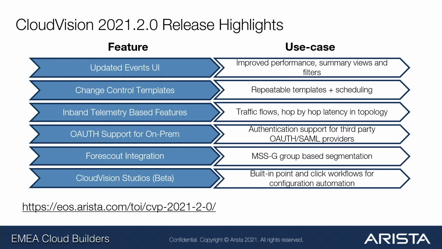As with all releases, we publish what we call TOI, Transfer of Information documents, on the Arista website. So it's eos.arista.com. There's a TOI section, so you can always go to that area on the website where you'll find detailed information on any of these features. So if one of these features stands out, something you want to know more about, that's a great reference there to go and look for information.